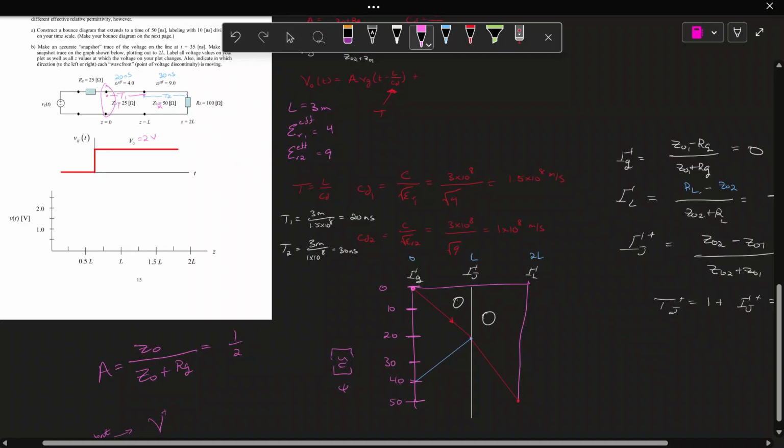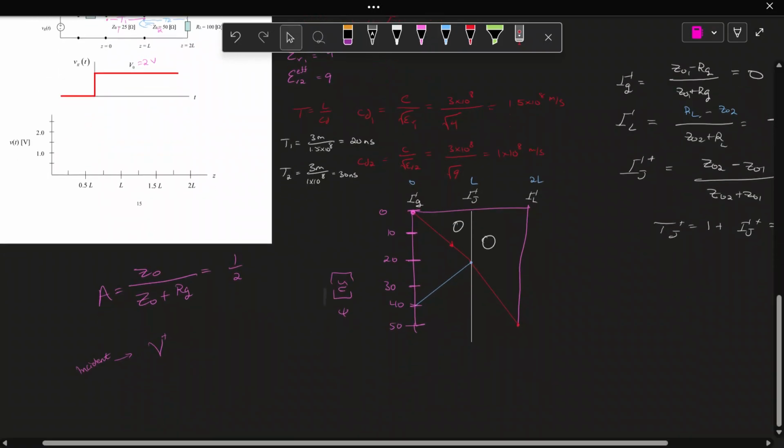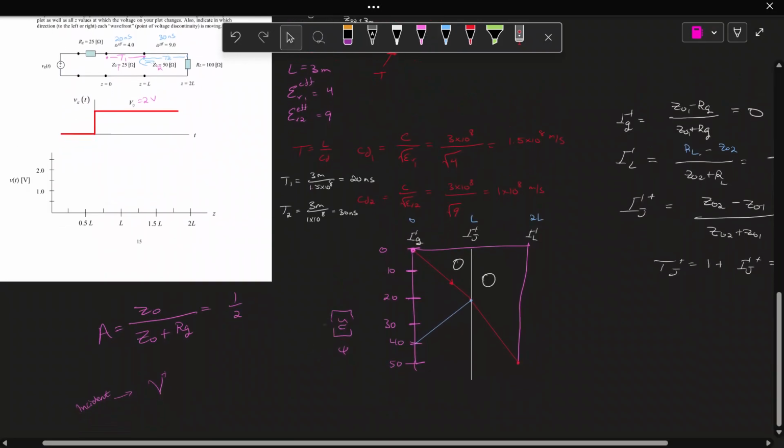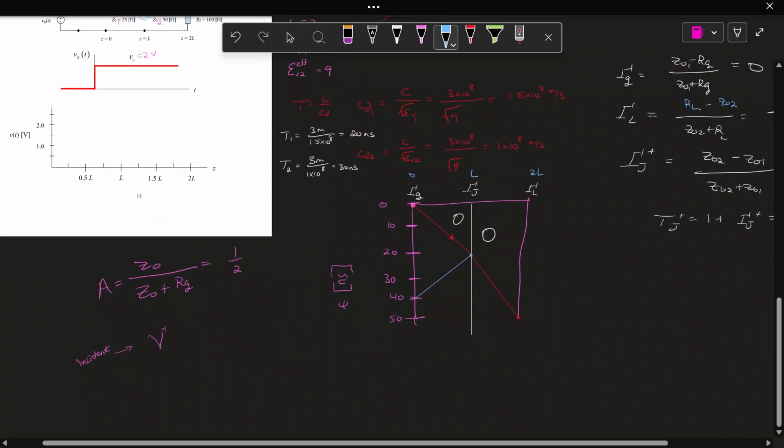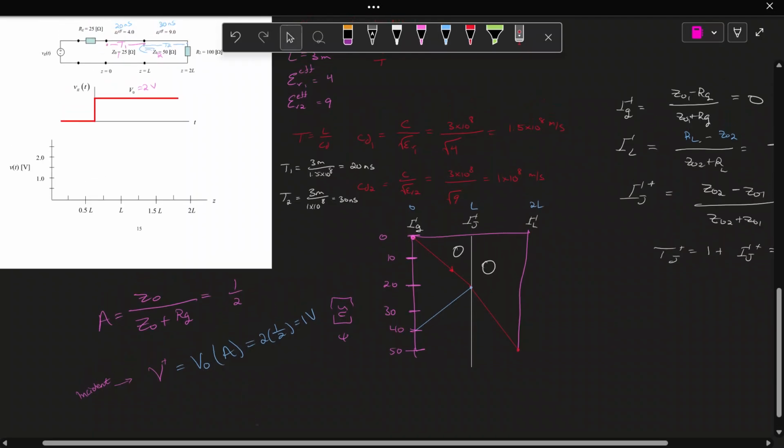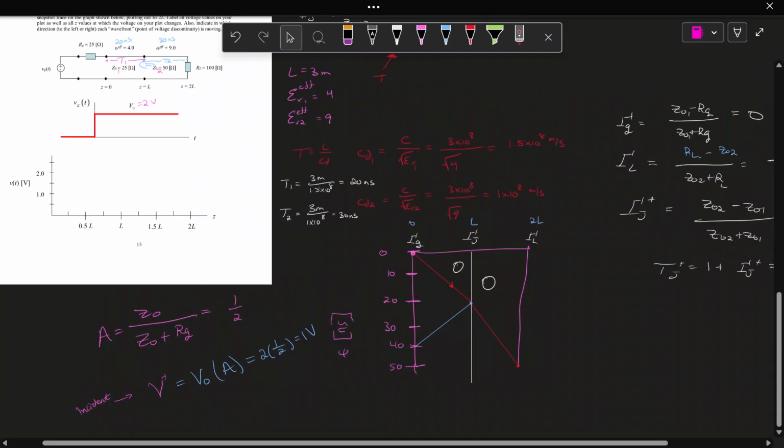If we were looking from over here, trying to find the impedance as seen from the junction, this is what we're seeing. Sorry, that was confusing. So what we're trying to find is this incident wave, and this is equal to V0 times A. V0 is 2, A is 1/2, so you have 1 volt. This is your incident wave, as seen from the junction. The junction sees this voltage.